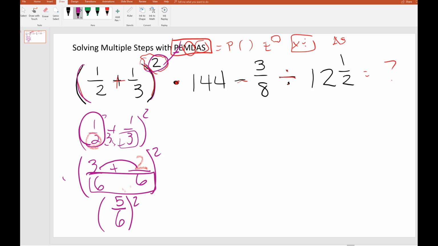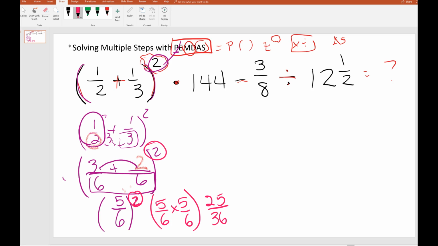But the next thing we need to work on, and we're going to go ahead and grab a different color, is our exponents. Okay, so we want to raise this whole 5/6 to the second power. Raising an exponent to the second power means that we multiply 5/6 times itself 2 times. You do need to realize it doesn't mean times 2. It means 5/6 multiplied to itself 2 times. 5 times 5 is 25. And 6 times 6 is 36.